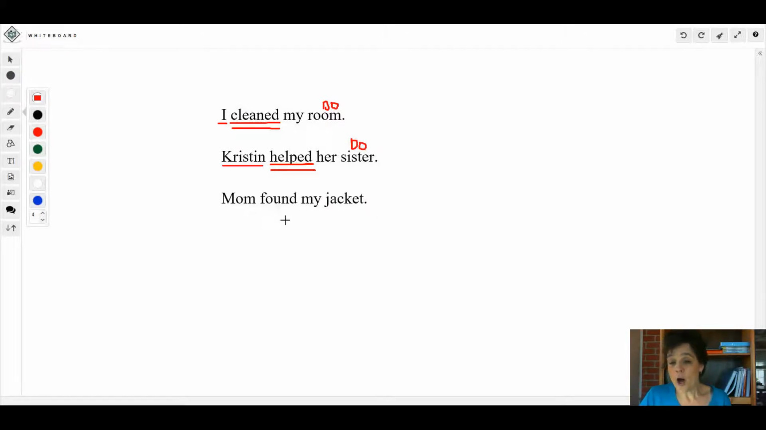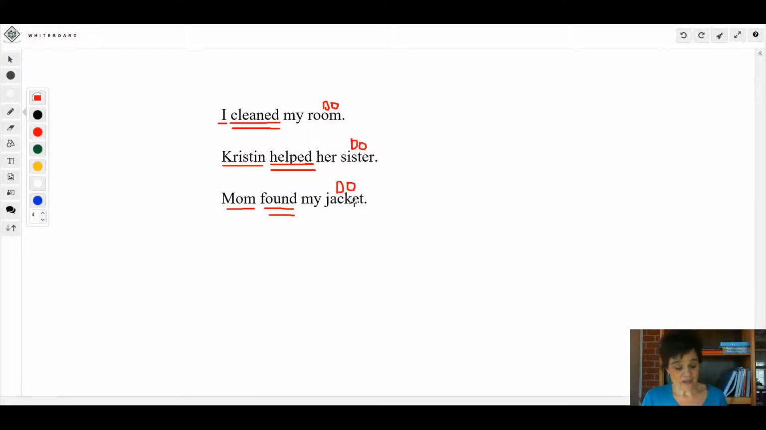Okay, Mom found my jacket. Found is the verb. Who or what found? Mom found who or what? Jacket. This is DO, direct object. These are the objects that directly received the action that's in the sentence.